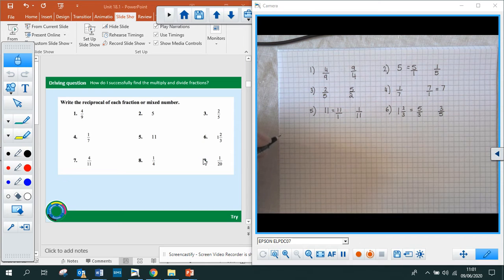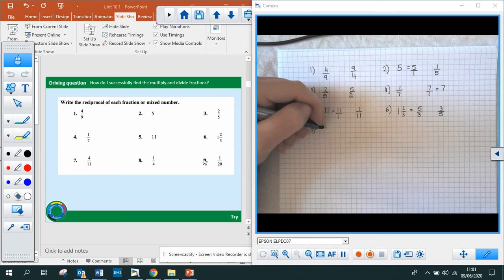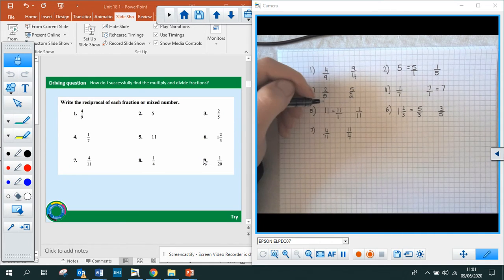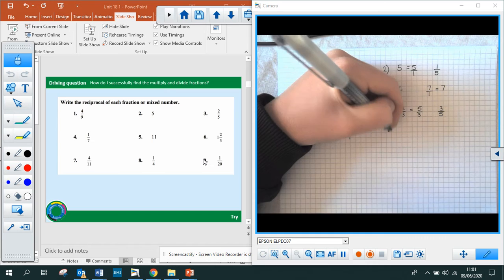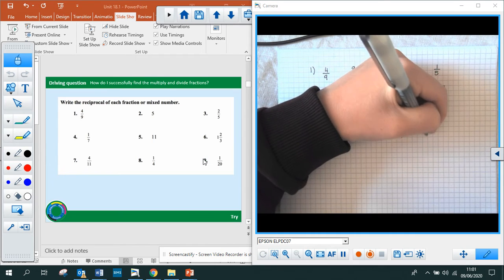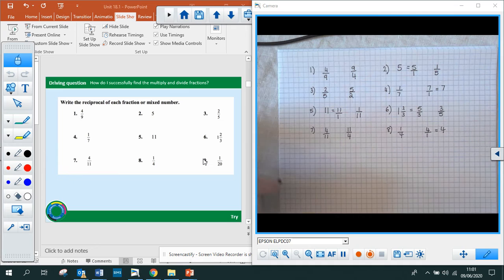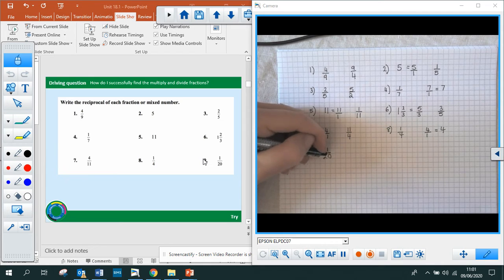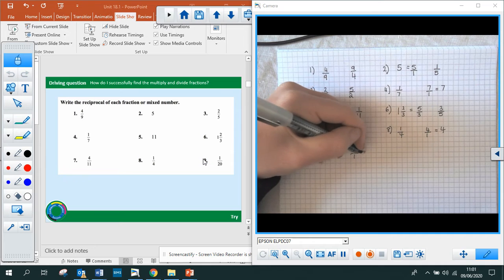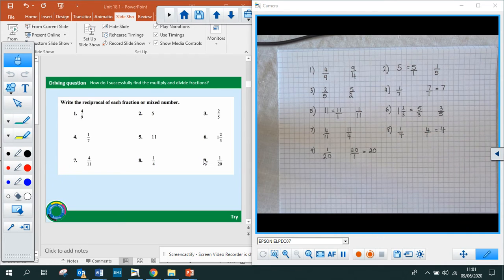Okay, number 7. We had 4/11. The reciprocal therefore is 11/4. Number 8. We've got 1/4. The reciprocal is 4 over 1, so that is 4. And number 9, the final one, we have 1/20. So flip it to find your reciprocal, which is 20 over 1, which is 20. So well done if you got those.